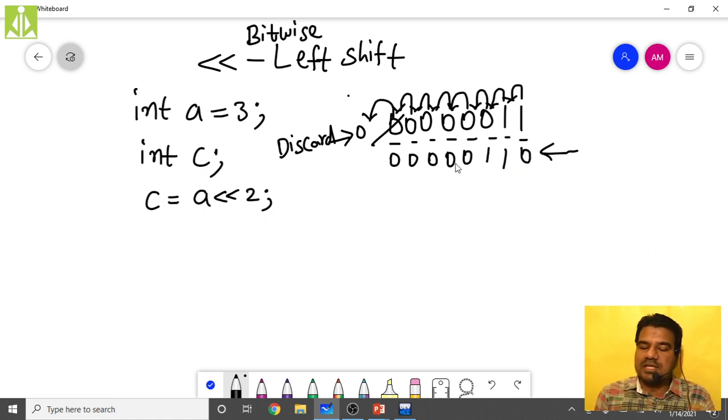So now you convert this into decimal. All these zeros will remain zeros only, so I will not consider them. Simply I will consider the last three digits, that is 1, 1.